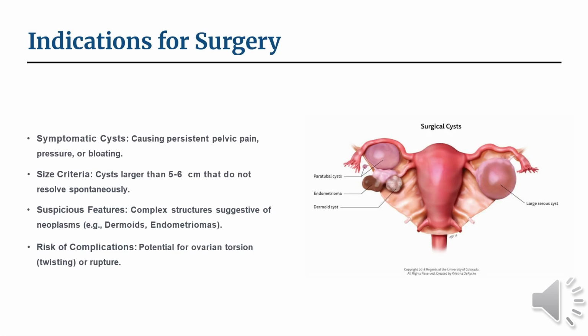This procedure is typically indicated when cysts are symptomatic, causing pelvic pain or bloating. It's also recommended when cysts are larger than 5 to 6 centimeters or display suspicious features. Additionally, if there is risk of complications such as ovarian torsion, surgery is often necessary.